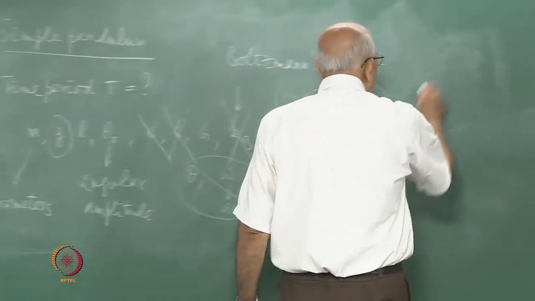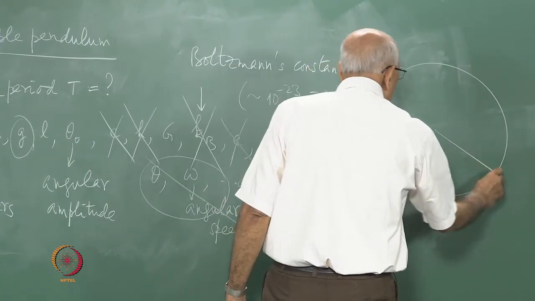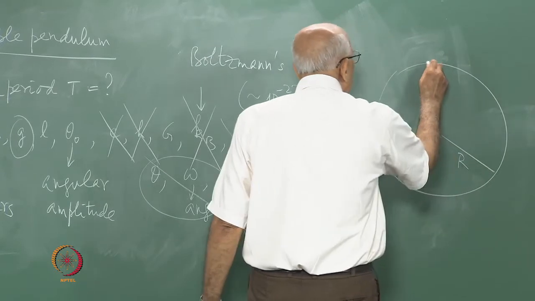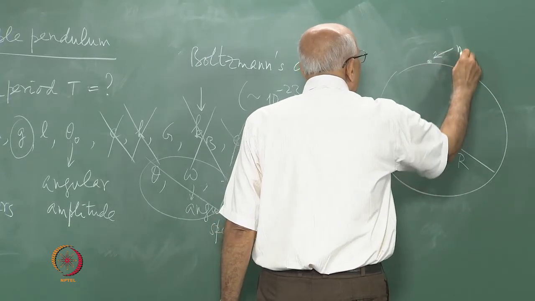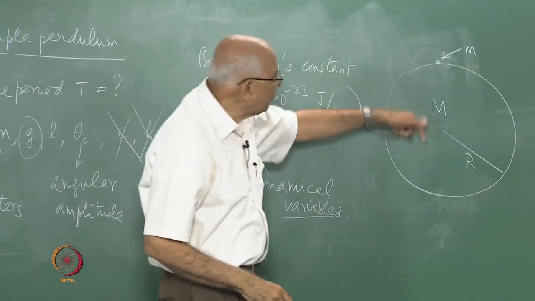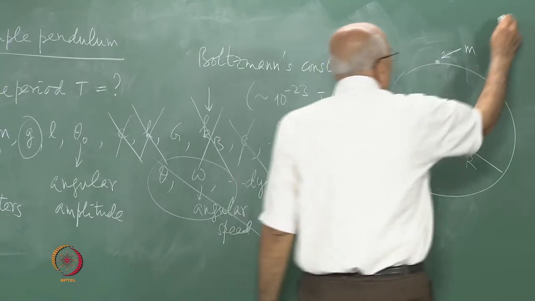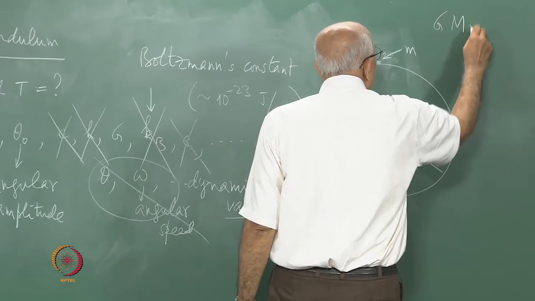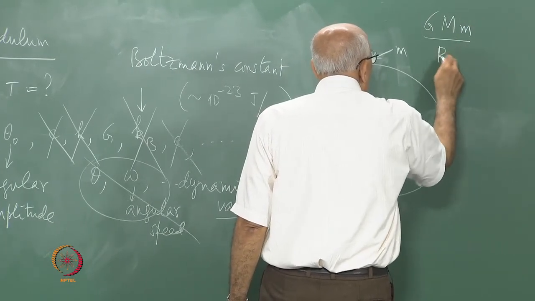Remember that on the surface of this earth of radius capital R, if you put a little mass here, m, and the mass of this earth is capital M, then the force of gravity on this object is by Newton's law G m M divided by R squared.